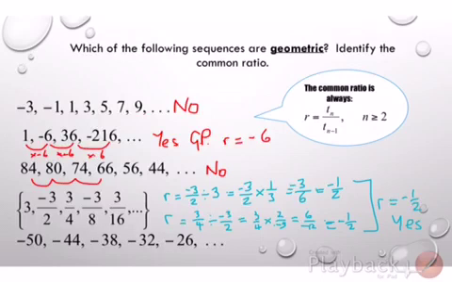Okay. This last one, looking at that, I am straight away noticing that I'm going up by 6, so it's +6. So that's not a geometric, it's an AP, or an arithmetic progression. Okay, so that's how you're working it out.